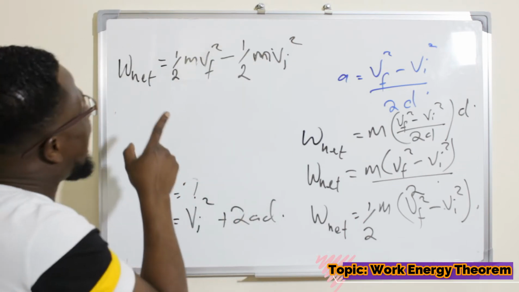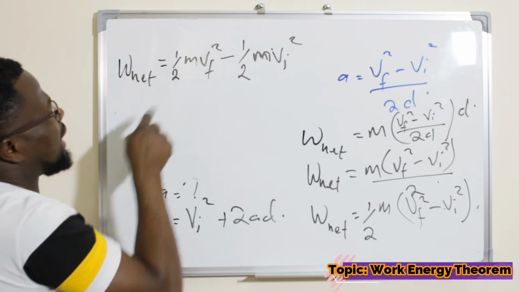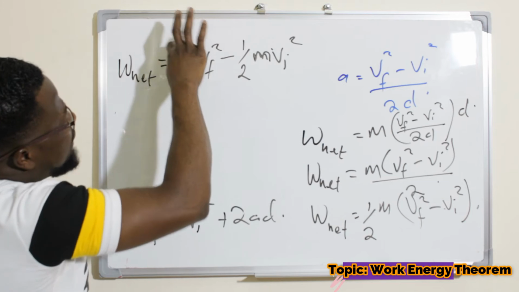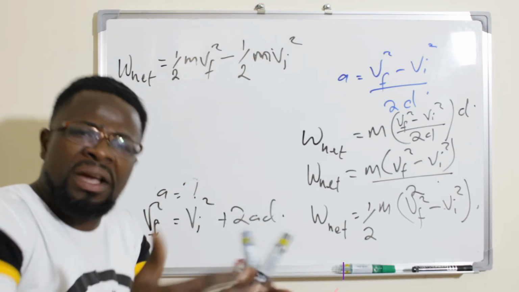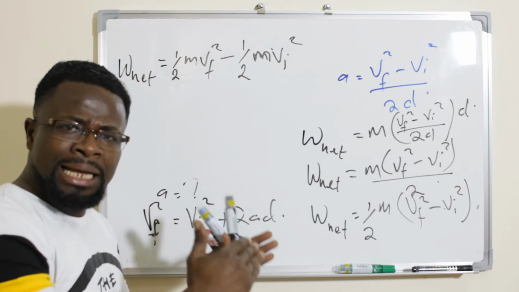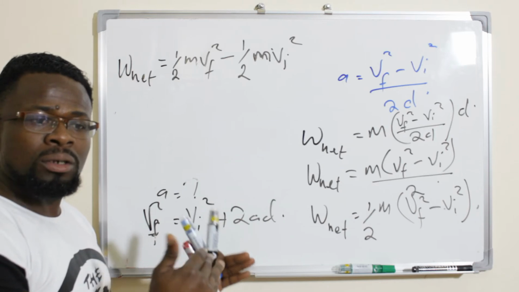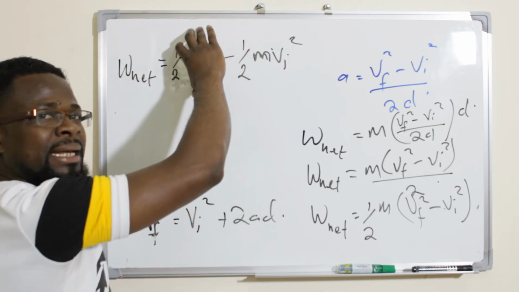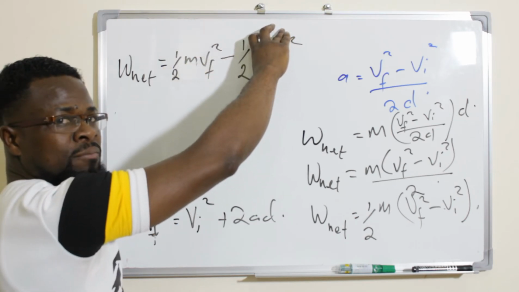What do we know about half m Vf squared? We know that anytime we speak of half mv squared, we are speaking about a particular type of energy. What type of energy are we speaking of? We are speaking about the kinetic energy. So these can represent a kinetic energy, and these can represent a kinetic energy.